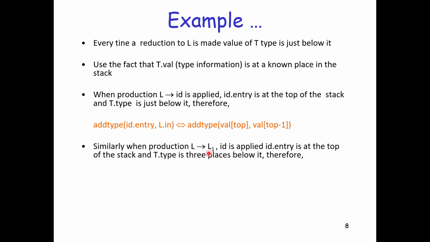Similarly, in the case of L gives L comma ID, we can replace that with addtype(id.entry, L.n) as addtype(val[top], val[top-3]), because it is L comma ID. ID is at the top, then top minus 1, then top minus 2. So top minus 3 should be having the value of T.